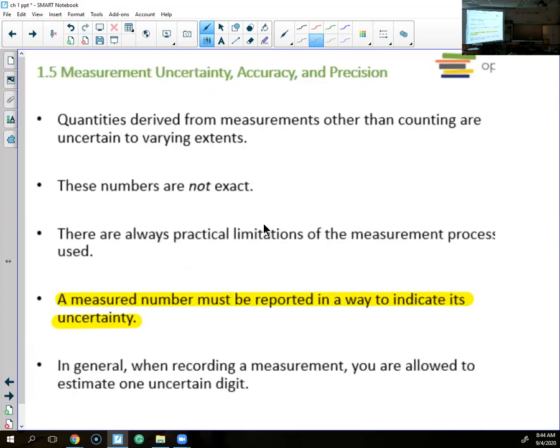All right, quantities derived from measurements other than counting are uncertain to varying extents. These numbers are not exact. There are always practical limitations of the measurement process used. So like that ruler, we knew it was between 0.2 and 0.3, but we don't know exactly where it was. So that was uncertain. All right, a measured number must be reported in a way to indicate its uncertainty. We've already sort of said this. In general, when recording a measurement, you are allowed to estimate one uncertain digit. And in chemistry, you are expected to only estimate one.